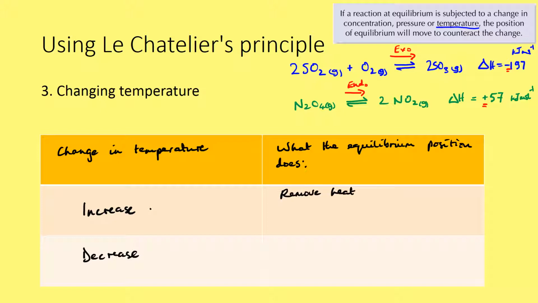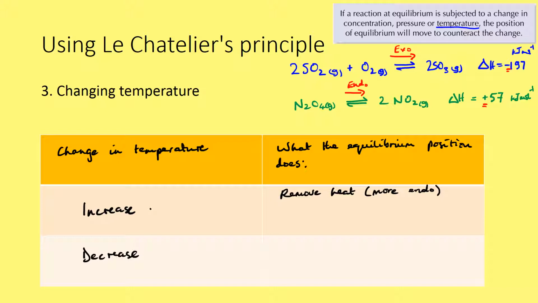We're increasing the temperature, so we're adding heat, so the equilibrium position is going to change to counteract that change, i.e. remove heat. So removing heat means we're going to get more of the endothermic reaction. Now, how we remove heat, of course, depends on the type of reaction, and that's why we're using two examples here. So let's consider first the exothermic forward reaction, i.e. the sulfur dioxide plus oxygen reaction in blue.